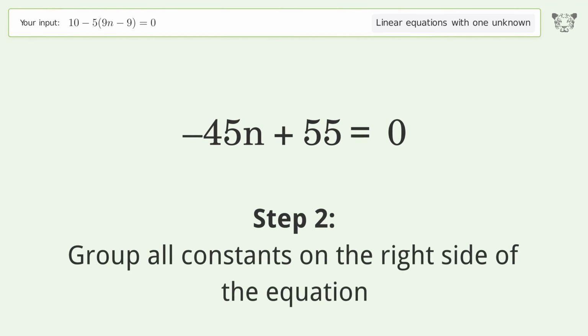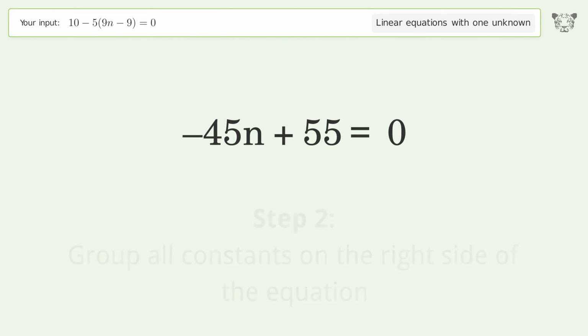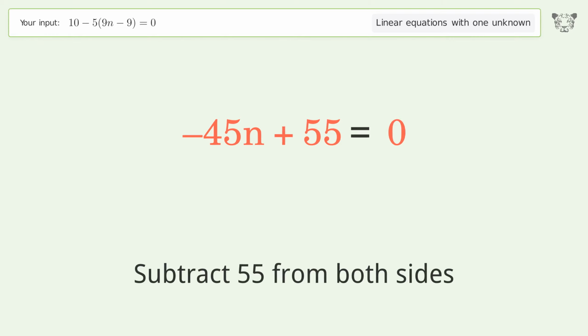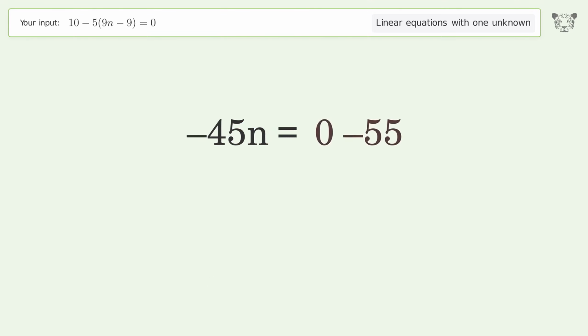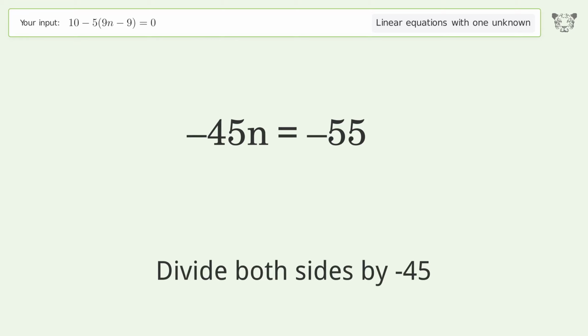Group all constants on the right side of the equation. Subtract 55 from both sides. Simplify the arithmetic. Isolate the n. Divide both sides by -45.